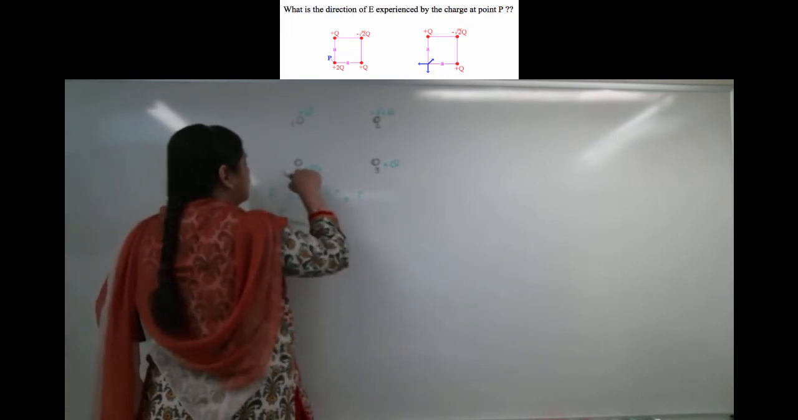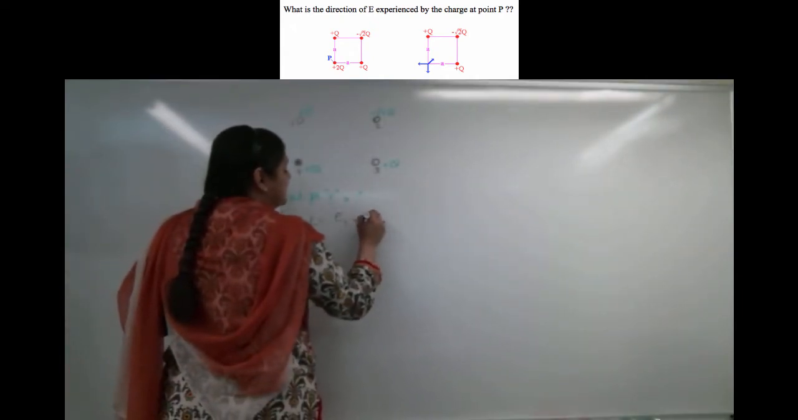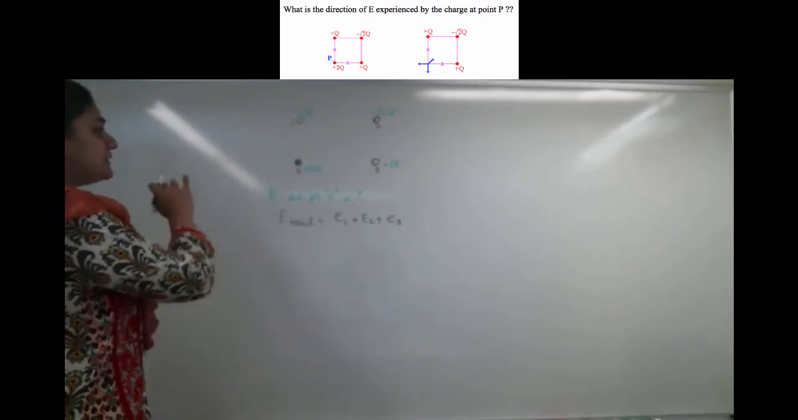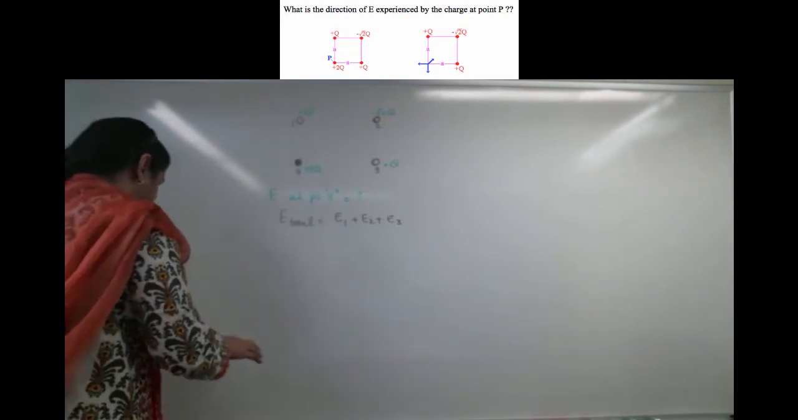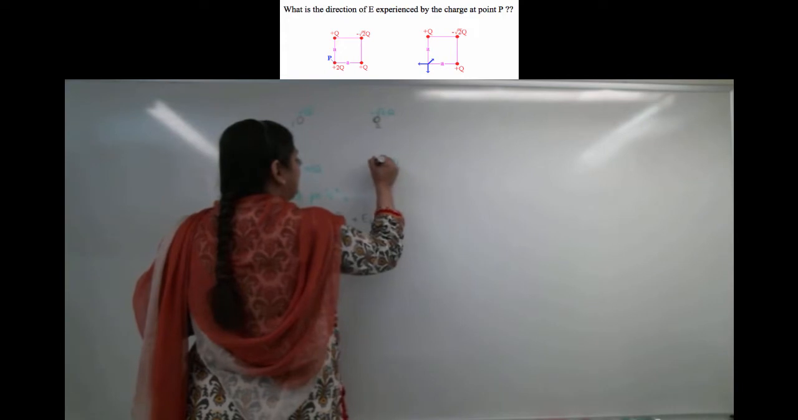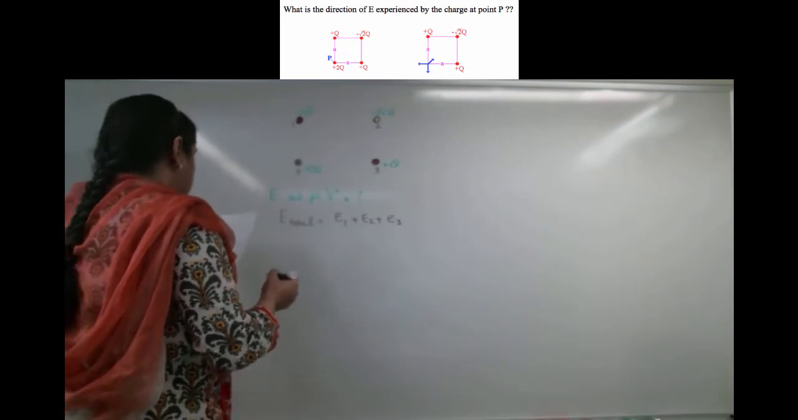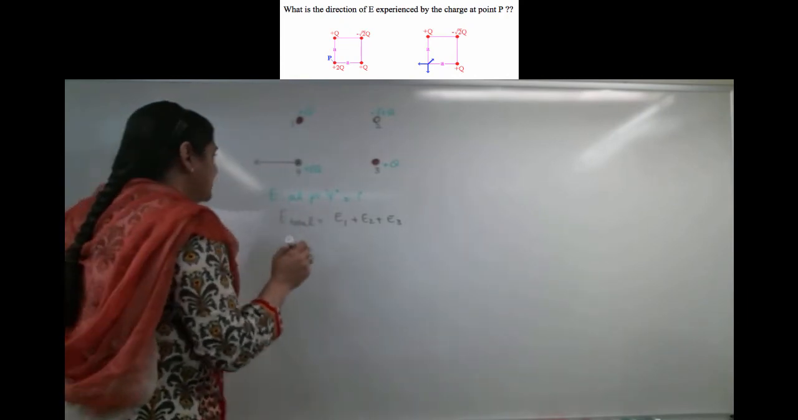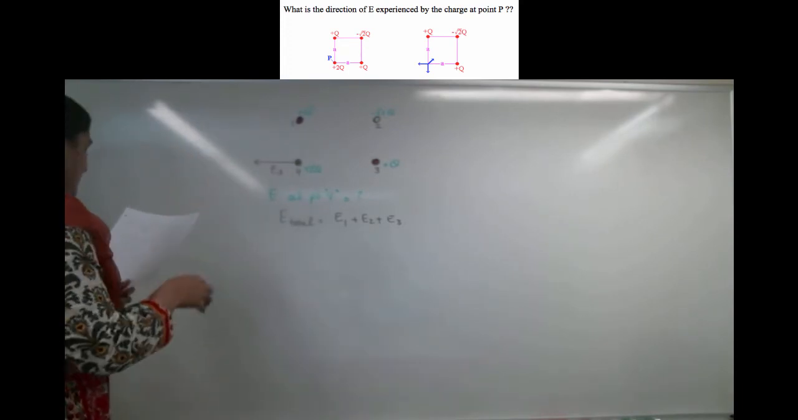If I treat this as a test charge, my E total will be E1 plus E2 plus E3, right? That's what it's going to be. So I have to find the E total due to all of these charges. First of all, I'm going to calculate which ones are positive and which ones are negative. This is positive, and this is positive. That one is negative. So the E field that this will experience due to E3 will be directed that way, because E fields go outwards.